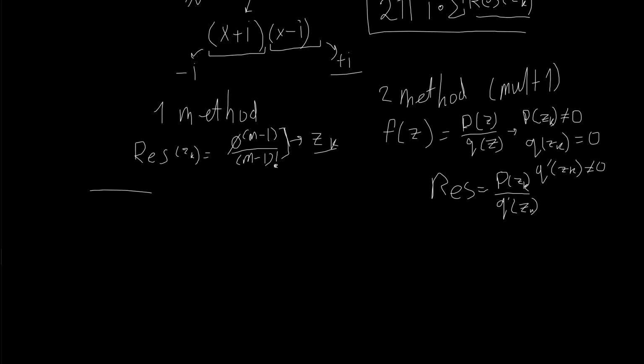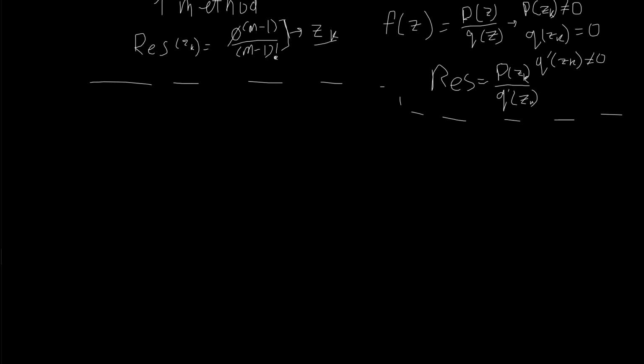So let's use an example to show what I mean. Let's solve what we were solving for before, right? So we have 1 over x squared plus 1, and let's say this is the integral from negative infinity to infinity dx.